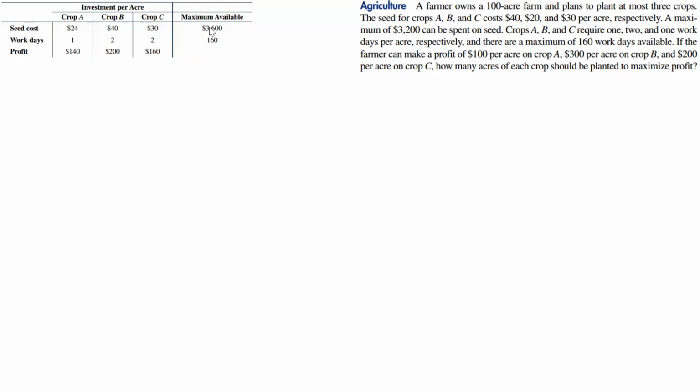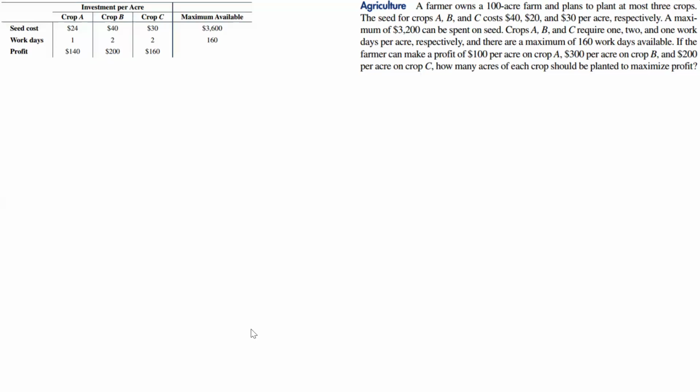Now crops A, B, and C require 1, 2, and 2 work days per acre, respectively. And there's going to be a maximum of 160 days, just like this one. And if the farmer can make a profit of $140, $200, and $160 per crop, how many acres of each crop should be planted to maximize our profit?